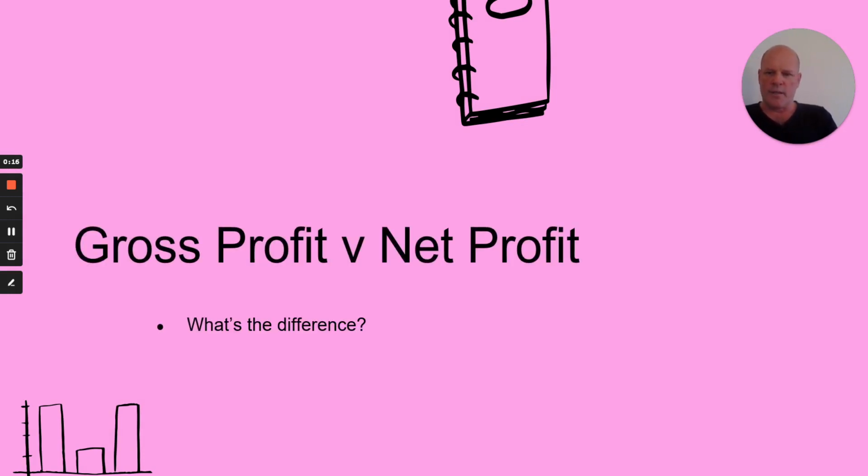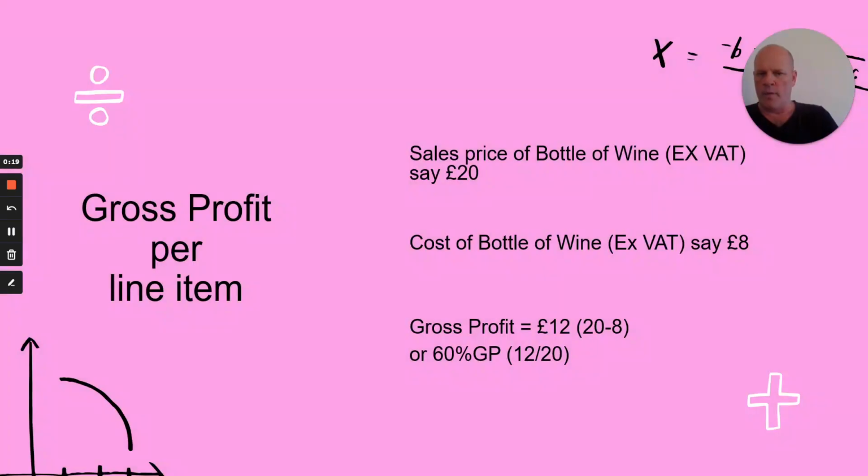What's the difference? Okay, so we'll start off with gross profit, and the easiest way to work out gross profit is to start off with working out the gross profit for just those line items, so just one product. As an example here, I've used a sale price of a bottle of wine at £20. Notice please that is the ex-VAT bottle of wine price. So if you get the gross price from the till, for instance, it would be £24.